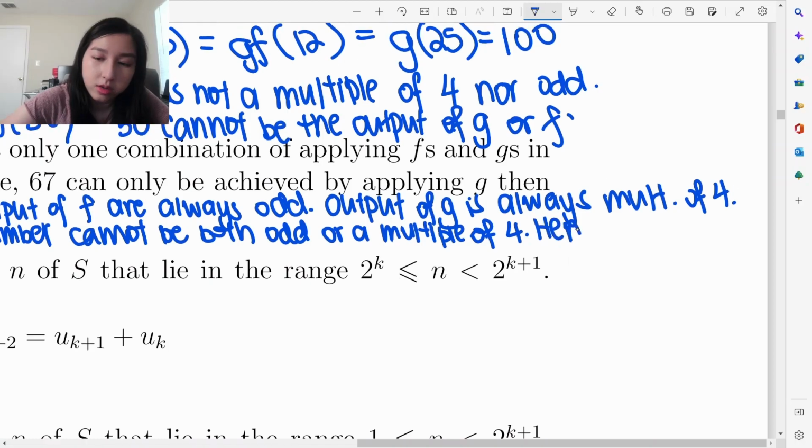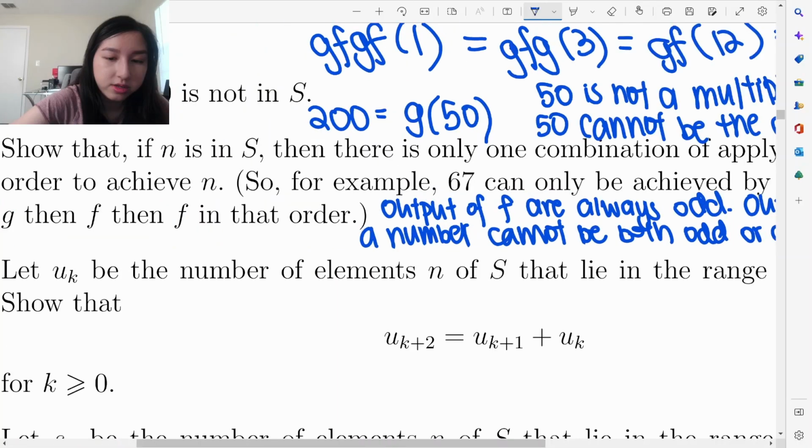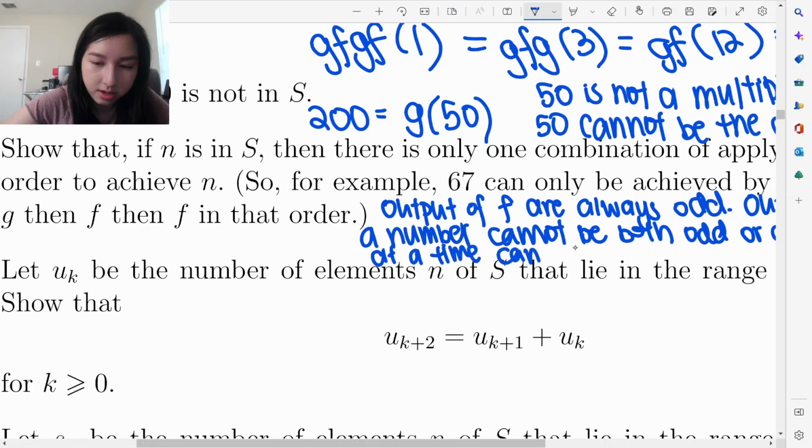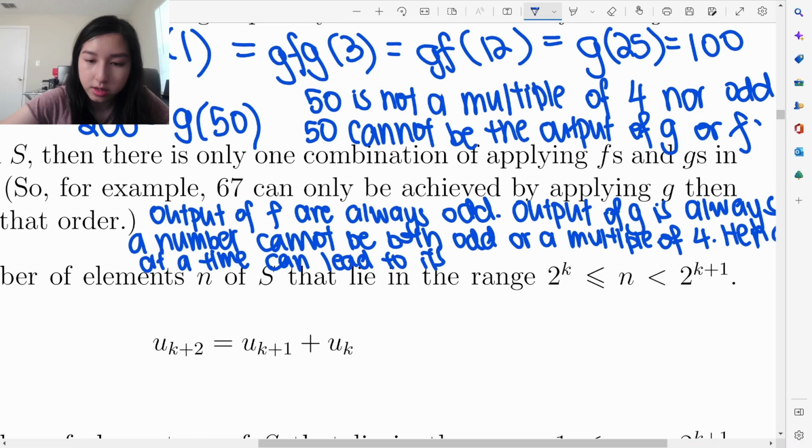Hence only one function at a time can lead to its creation. So yeah, that's it. You can only use f or g at a single time. You can't use anything but f and g. Alright.